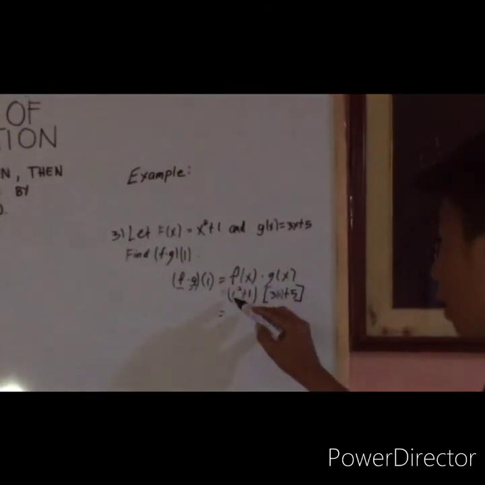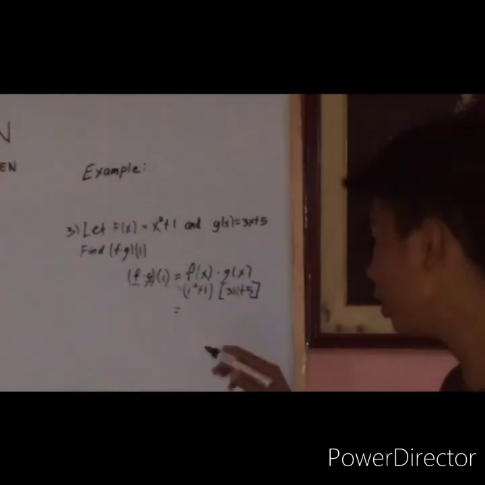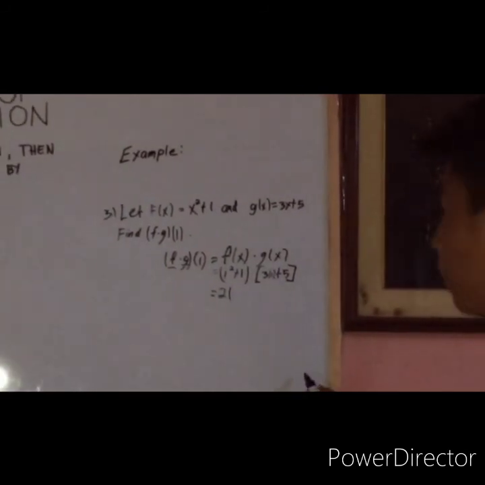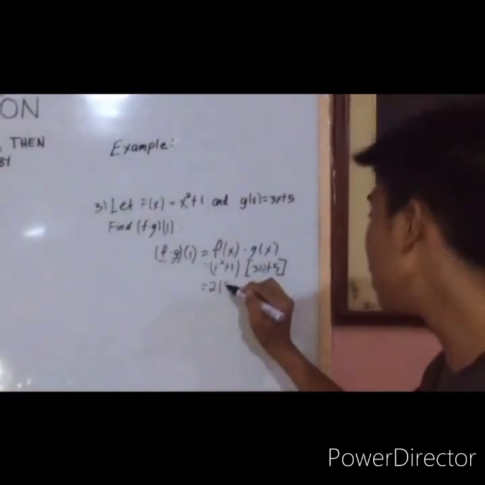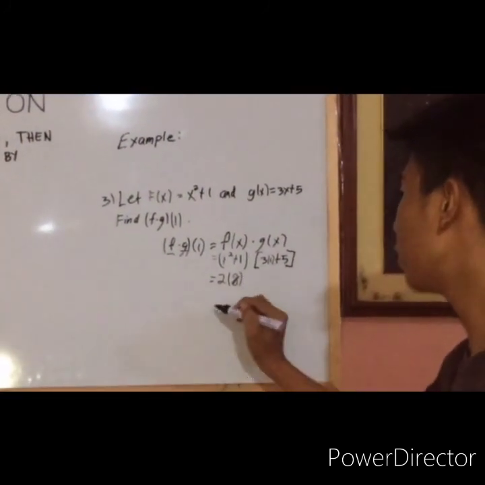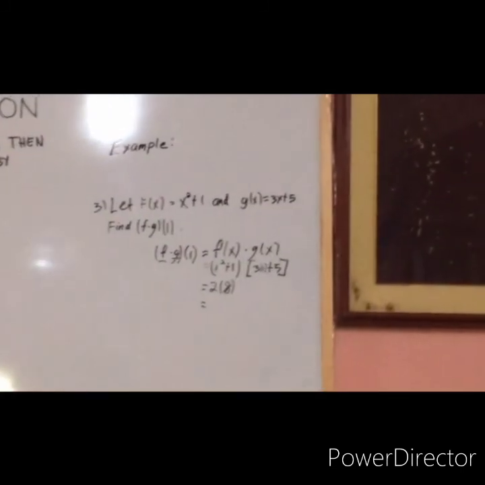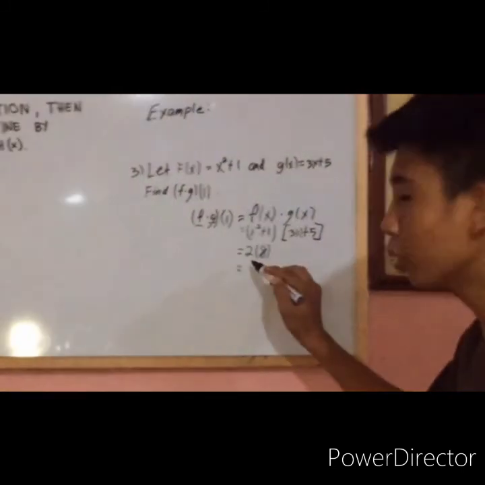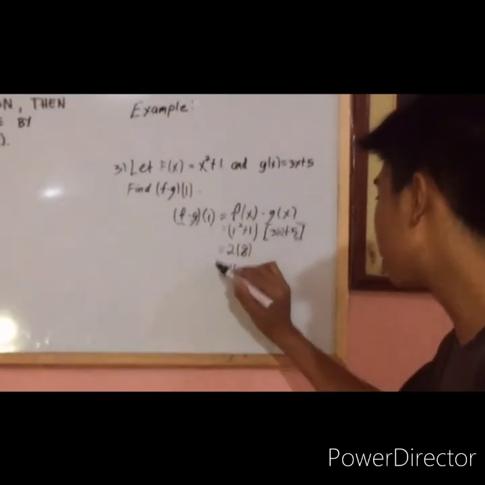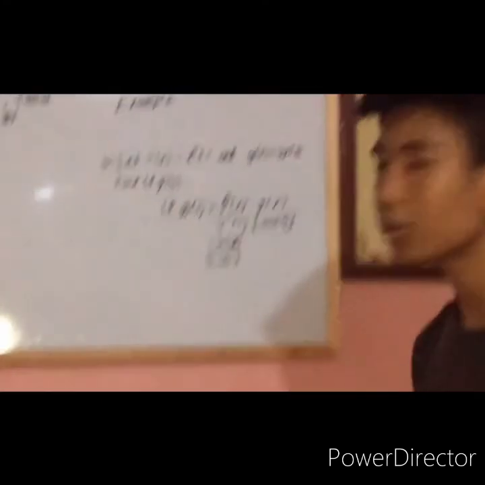So 1 plus 1 is 2. Now 3 times 1 plus 5 will become 8. So the answer is 16. 2 times 8 will be 16. This will be our answer: 16.